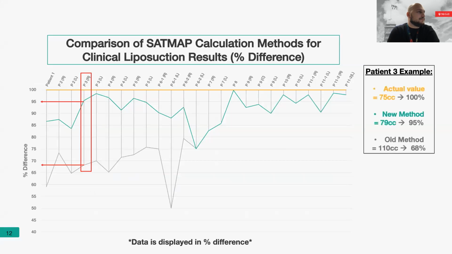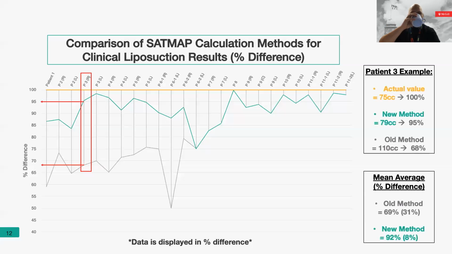Say we take patient number 3, for example. Our true value of 75 cc removed would represent 100%. Now take the new method estimation, we find 79 cc, which roughly estimates to 95% agreement. As for the old method, about 110 cc was estimated, which equates to a little under 70% agreement. On average, with the data we've acquired so far, the new method is only around 8% average range away from the true values compared to 31% for the old method.